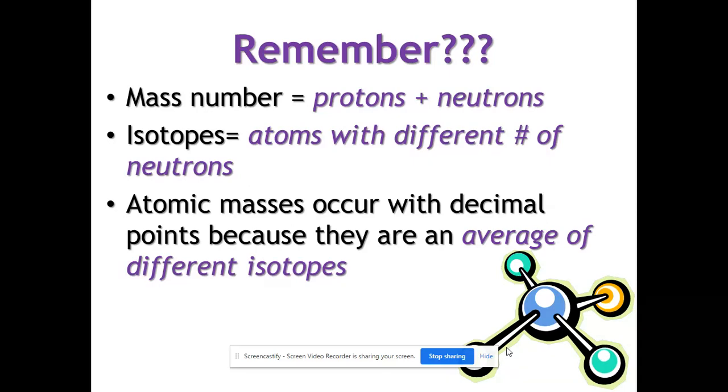Isotopes are there because we have natural variability. Not every single atom is the same. Some atoms are able to hold on to those couple extra neutrons and not have it affect them any. So the number of neutrons is going to vary between atoms.